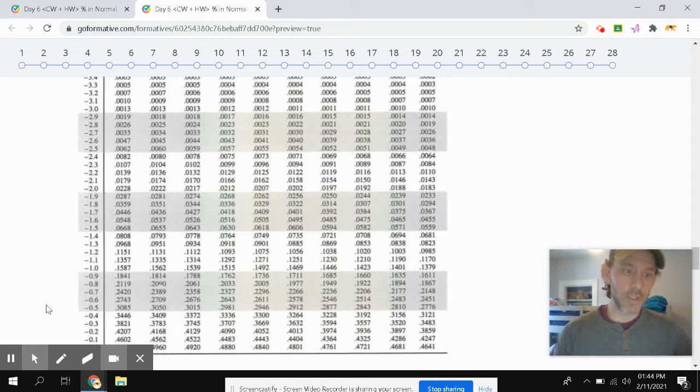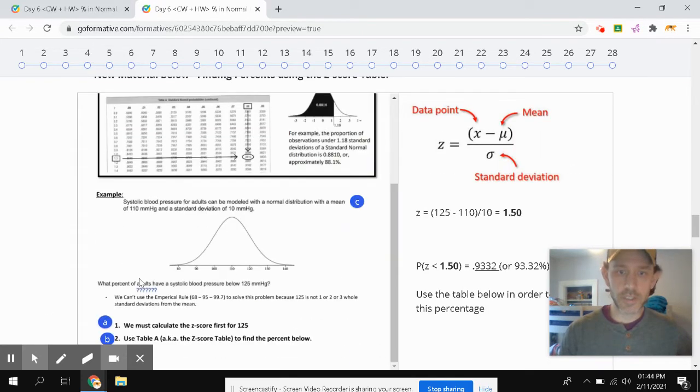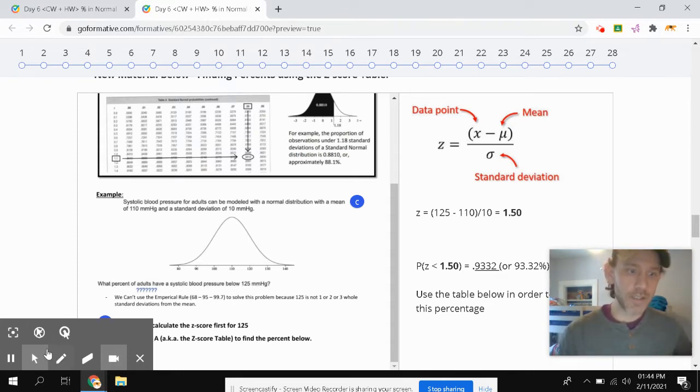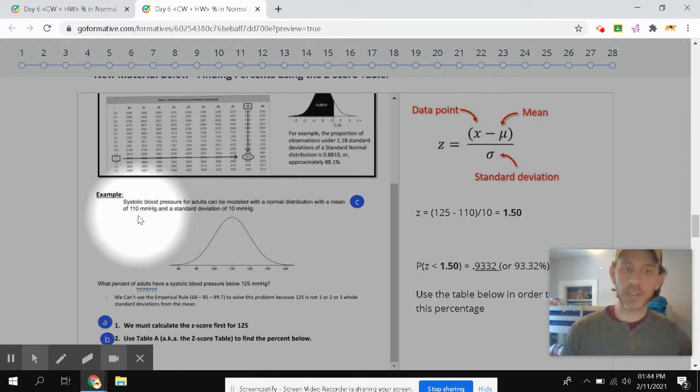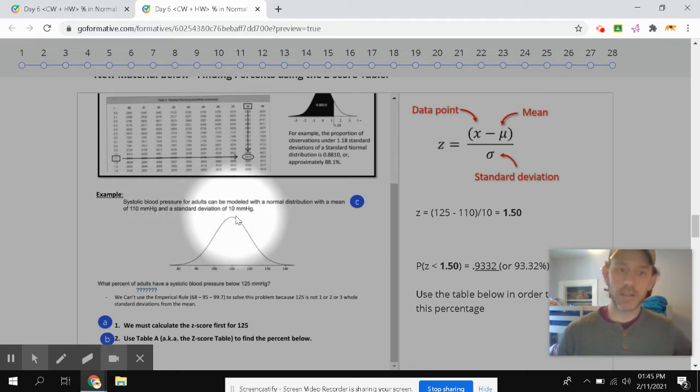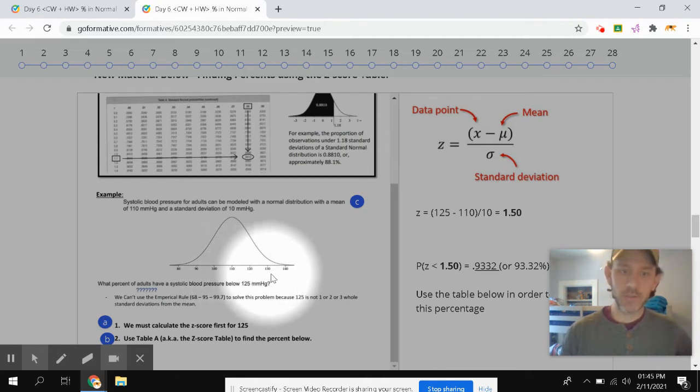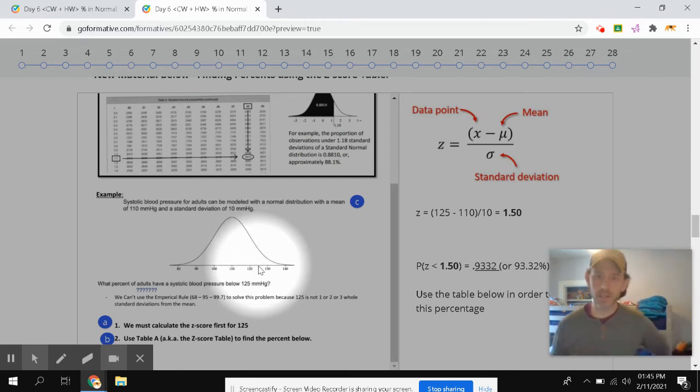And when we look at this, we're going to take a look at this first example that we had from a previous assignment. If you remember, we were looking at this blood pressure problem, and it had a mean of 110 and standard deviation of 10. So our normal distribution played out like this, 110 in the middle there, and then you would go up 10 each time and down 10 each time. Well, finding the percentage below for this adult that has 125 didn't work with the empirical rule because 125 fell in between those full standard deviations. So what are the steps to getting the percentage?